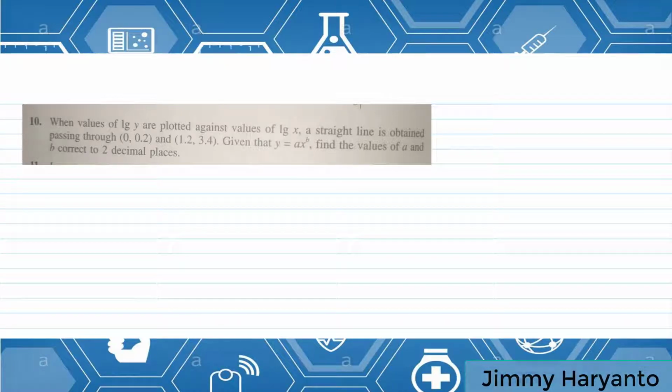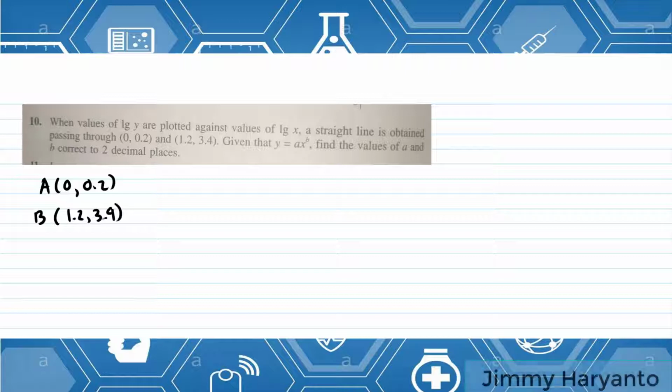Okay guys, this is the solution of your exercise. For number 10, we go to the textbook first. When values of lgy are plotted against lgx, a straight line is obtained, passing through point A, which is (0, 0.2), and then we have point B, which is (1.2, 3.4).